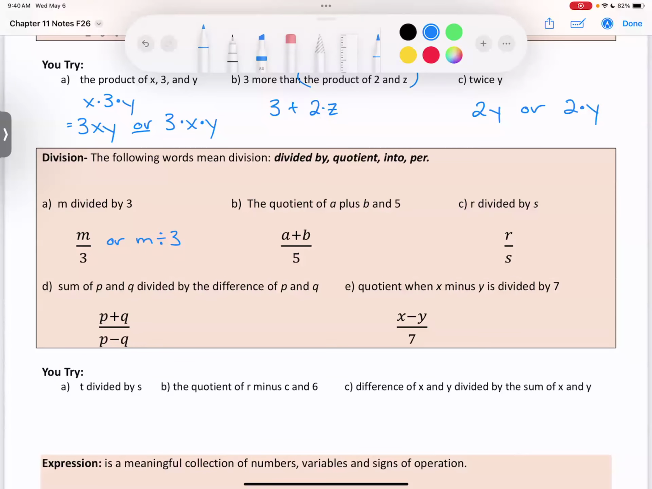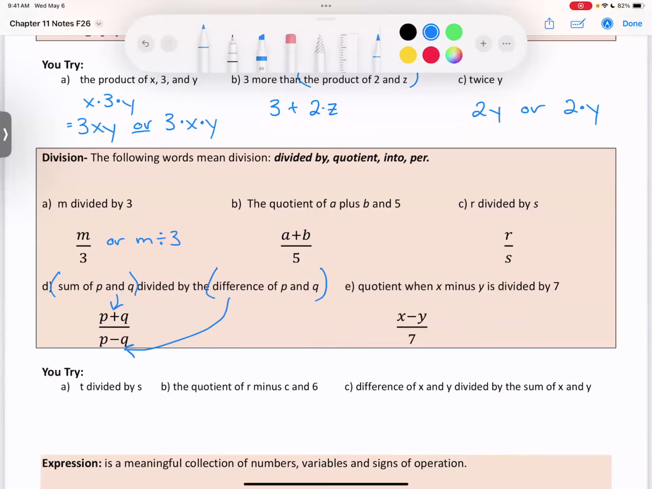The quotient of a plus b and 5. So a plus b is on top and the 5 is on the bottom. R divided by s, r over s. The sum of p and q divided by the difference of p and q. So we have the sum of p and q, that's right here, and we're dividing that by the difference of p and q, which is down here.